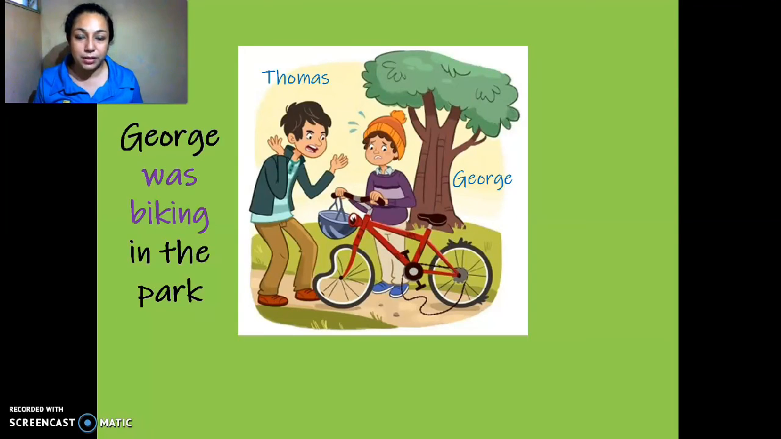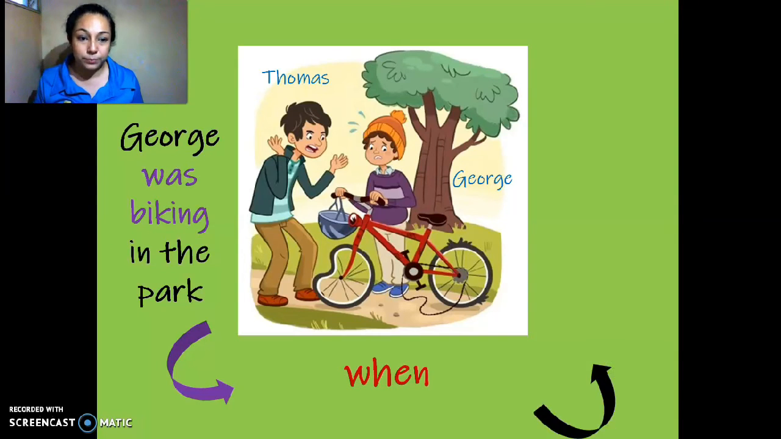What is the verb in this case? This one is bike. Okay, so we add the ing, biking. And in this case, the verb be is according to the subject, that is George. George was biking in the park. We mentioned the place. When, in this case, happened the second action that interrupted the first one.